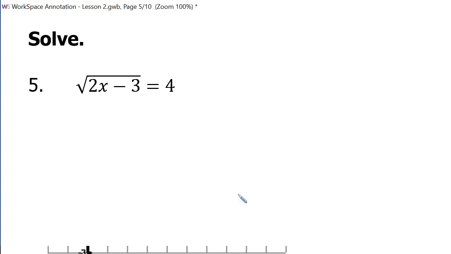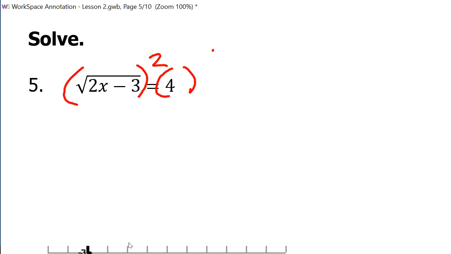So what is the opposite of square rooting a number? Squaring it. So in order to get rid of the square root, we need to square it. And whatever you do to the left side, you have to do to the right side. So if you square the left side, you have to square the right side. That's the most common mistake, people forget to square the right side also. So both sides get squared.